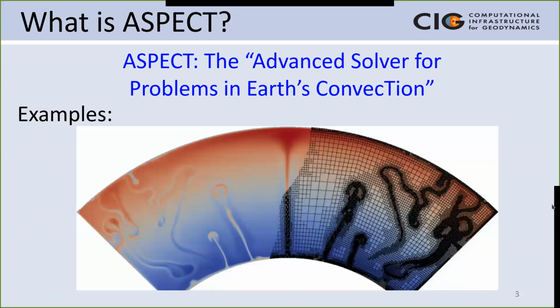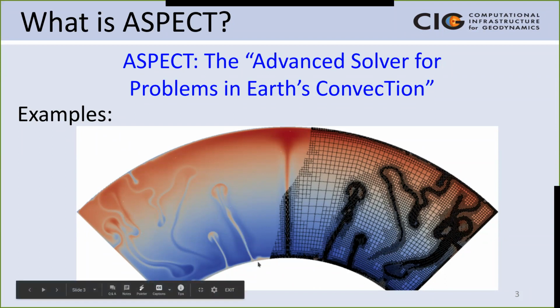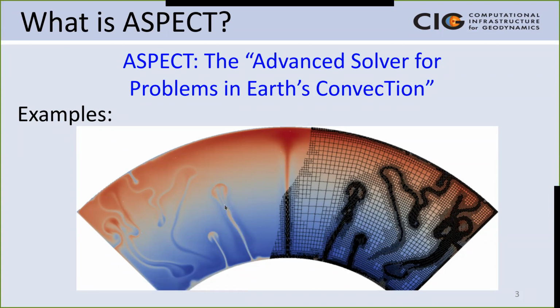So just to show you a few examples of what Aspect is being used for. For this original mantle convection part, we describe the Earth, for example, as a shell between the core mantle boundary and the crust, in which you have these plumes that rise up. So these are places where hot material rises up from the core mantle boundary, and then you have, of course, places where cold material dips down.